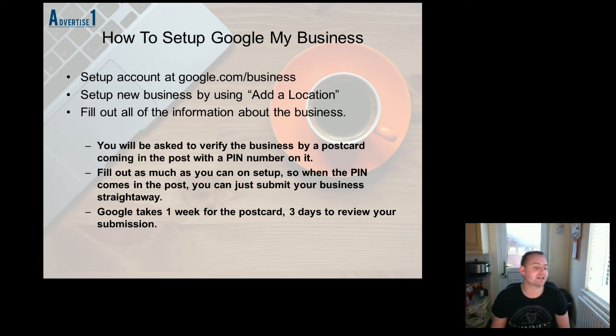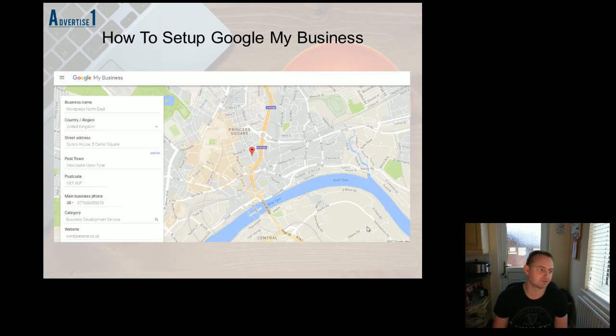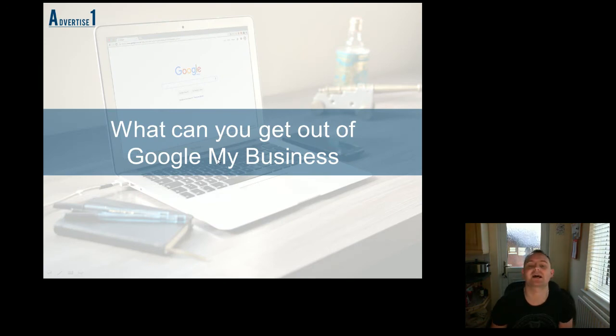Fill out as much as you can on the setup, so when that pin comes, you can just submit your business straight away. And Google can take a week for the postcard to come, and it takes 3 days to review your submission. So there we go. WordPress Northeast, I've just done an example here for Carriol Square, mobile number, and then website. So that's just an example there. So what can you get out of Google My Business?